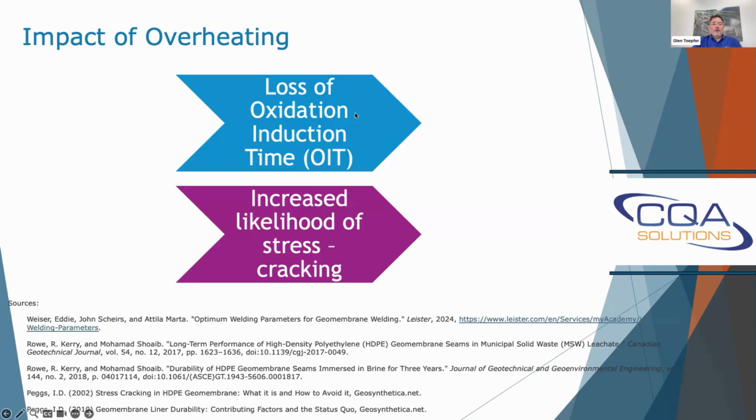So the impact of overheating, there's plenty of papers out there, but ultimately what happens in overheating is it's changing the molecular structure of the geomembrane, the chemical composition. You get a loss of oxidation induction time, and that results in the increased likelihood of stress cracking along the area of the weld. It's going to be parallel to the weld, not necessarily in the weld itself. The weld in itself usually is going to pass and maintain its strength unless it's significantly compromised.